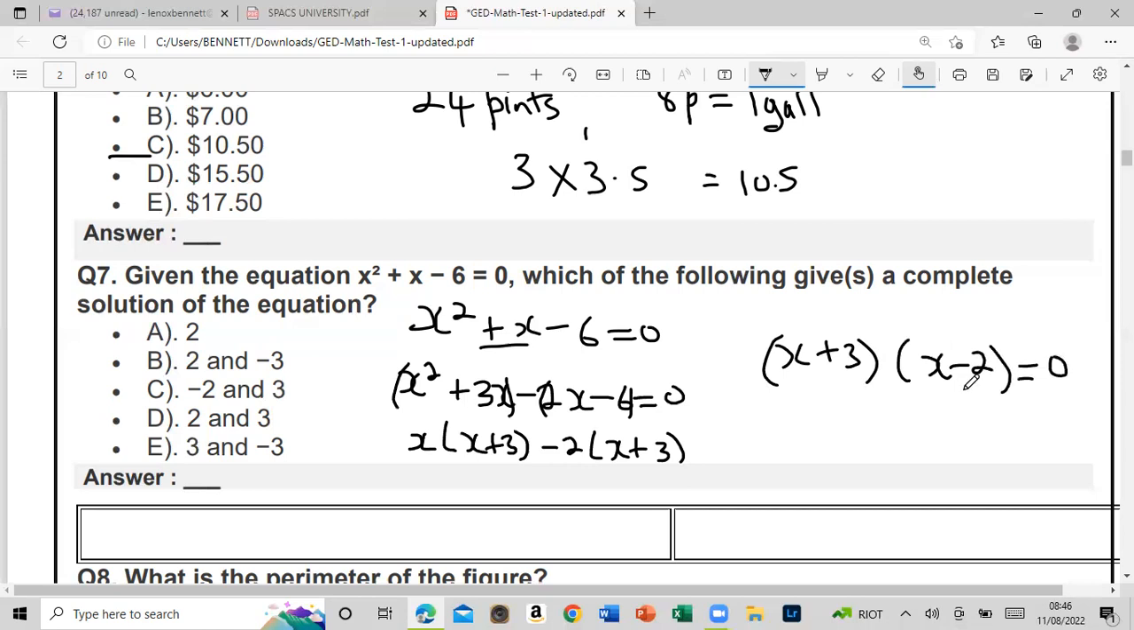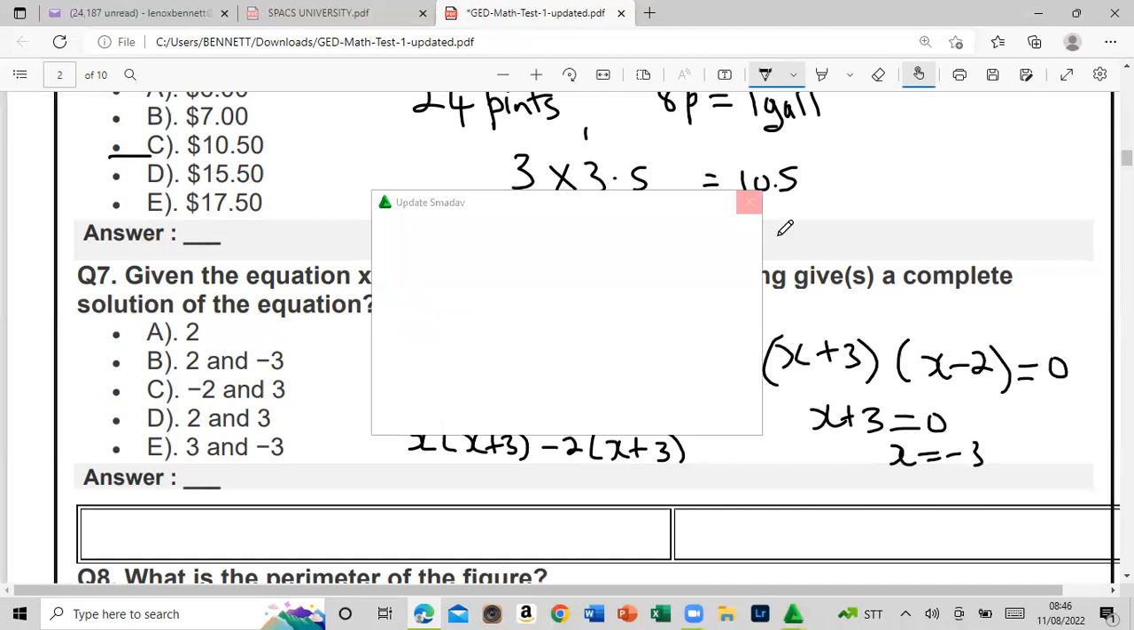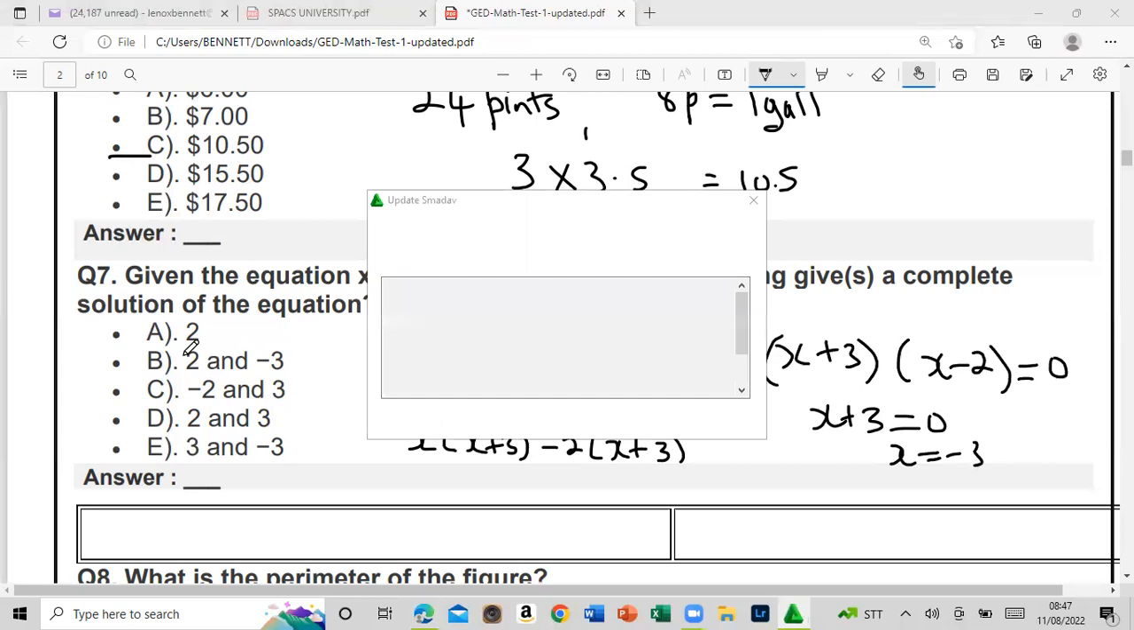So we can see the answer. When x plus 3 equals 0, that means x is -3. So we can just go right to the option, and then x is going to be positive. So we can go right to the answer, -3 and 2. So that's B.